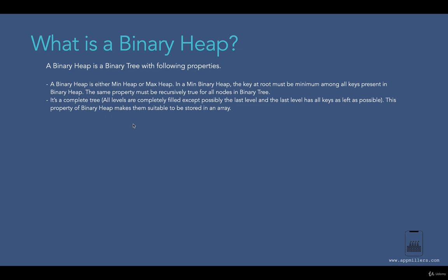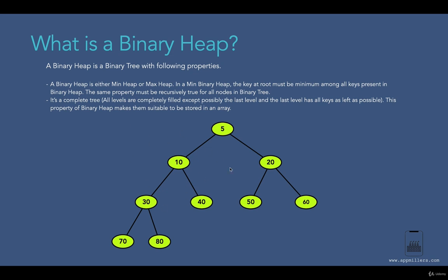Now the second property of binary heap is that it's a complete tree. This means that all levels are completely filled except possibly the last level, and the last level has all keys as left as possible. So let's say this is our binary heap and here we see that all levels are completely filled. In the first level we have only one element, so this is completely filled. In the second level we have 2 elements, which is at most 2, so this is also completely filled, and in the third level we can have at most 4 elements, and again we can see that this is completely filled.